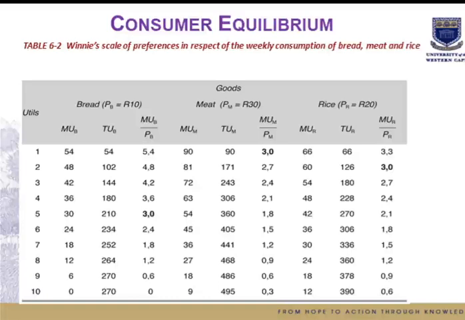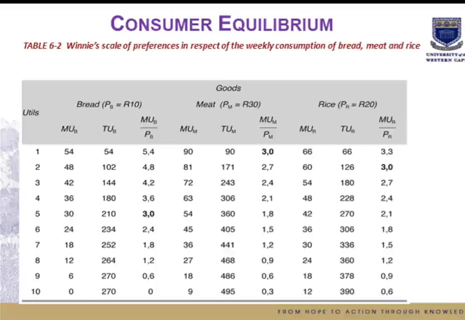Suppose we have a consumer called Winnie Mahlaba that consumes three goods, namely bread, meat, and rice. Bread costs 10 rand per unit, meat costs 30 rand per unit, and rice costs 20 rand per unit. Table 6.2 illustrates Winnie Mahlaba's marginal utility, total utility, as well as the weighted marginal utility for each good consumed. If Winnie consumes the third unit of bread, she will receive 42 utils, and the total utility from consuming 3 units of bread is 144 utils.